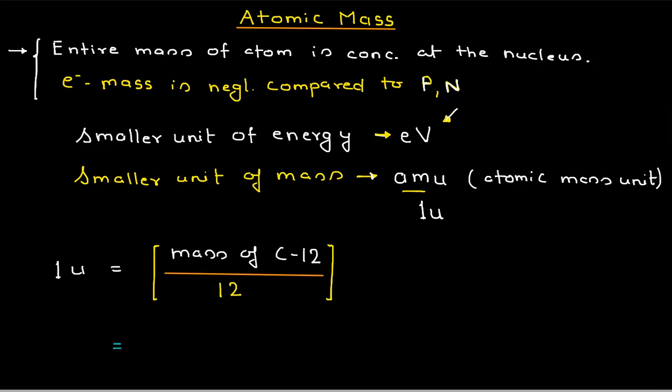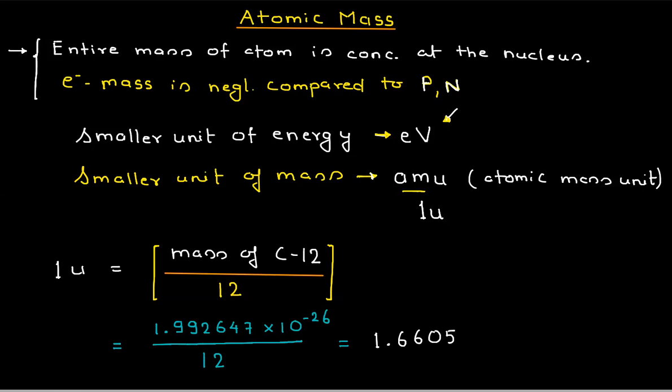Okay. The mass of the carbon-12 atom is 1.992647 into 10 raised to the power minus 26. At times we start to wonder how we can be so accurate about the measurement of mass. There is one technique, the mass spectrograph, which enables us to find mass very accurately. But again, it is not in our syllabus, we don't have to worry about it. This is how it is. So this is one atomic mass unit. One unit is this much. Suppose I talk about 10 units, it will be 10 times that. 5 units will be 5 times it.